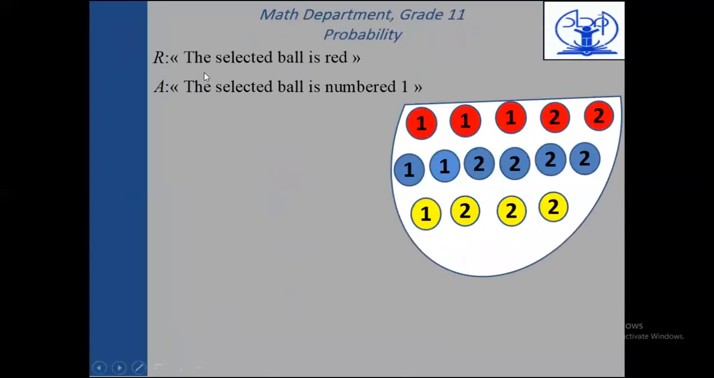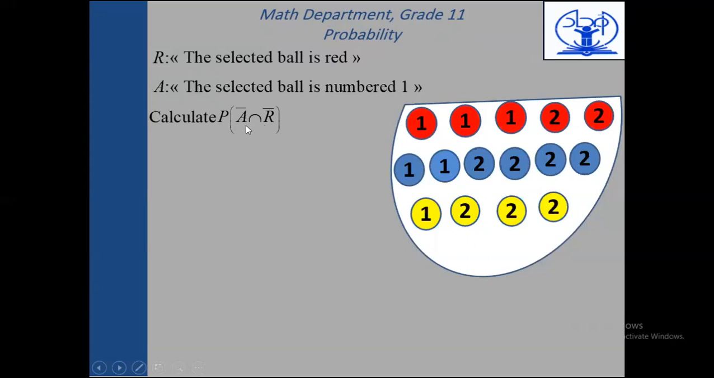Let R be the event the selected ball is red. A, the selected ball is numbered 1. The question here: calculate the probability of A bar intersection R bar. A bar means the ball is not numbered 1. In this context, this means that the ball is carrying the number 2. R bar means the ball is not red. Again, since you have A bar intersection R bar, these combined events, you have 2 options: either using appropriate formulas or interpreting the meaning of this.